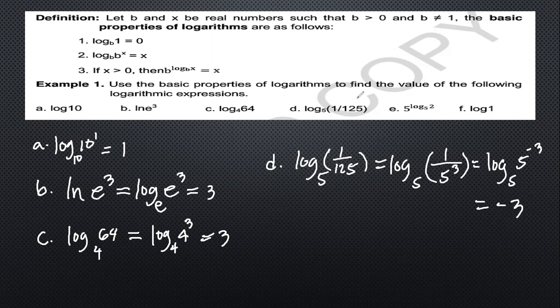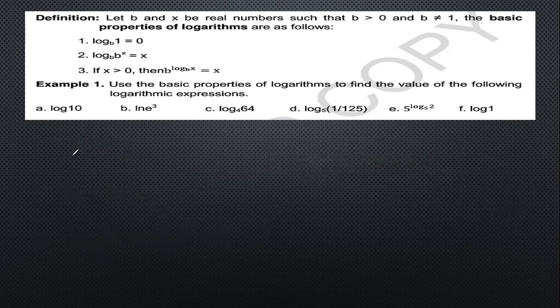Okay, let us have the letter E. For the letter E, you have 5 to the power of log of 2 base 5. So obviously, in the form that we have, we will be using number 3. But then again, see to it that the x that you have here is greater than 0. And obviously, it is 2 and it is greater than 0. So we can use property number 3. So the 5 and the 5 are the same. So your answer here is 2.